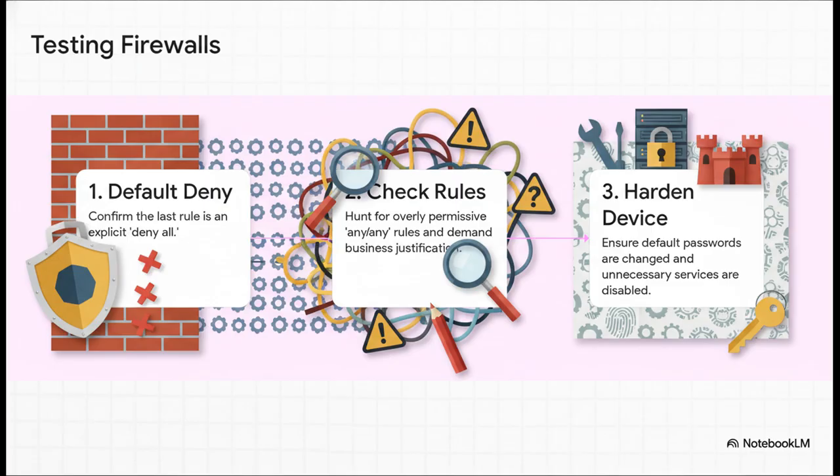First, you've got to confirm the default deny principle. This means the very last rule on that firewall better be one that says block everything else. It's a safety net. Second, you're going to hunt for any rule that says allow any traffic from anywhere. And for every single one you find, you demand a rock-solid business justification. And third, you check that the device itself has been hardened. That means they've changed the default passwords and shut off any services they're not using.